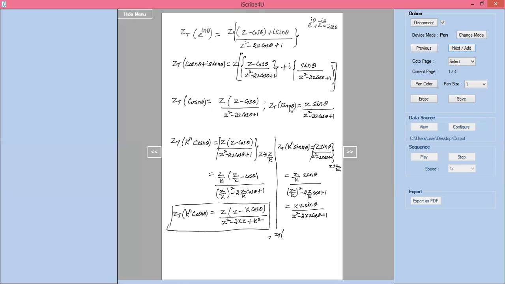Z transform of k power n sin n theta equals kz sin theta divided by z square minus 2kz cos theta plus 1. This is the z transform of k power n into sin n theta.